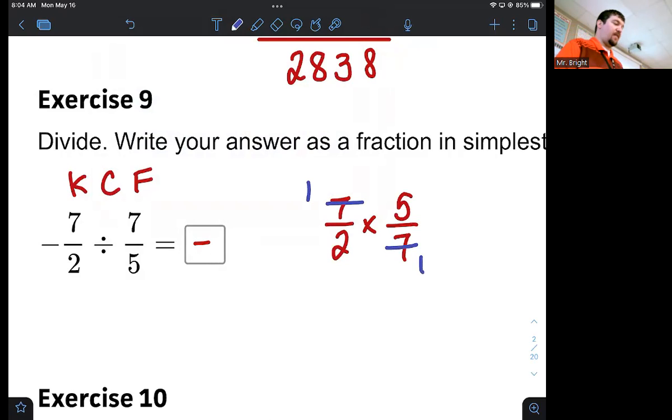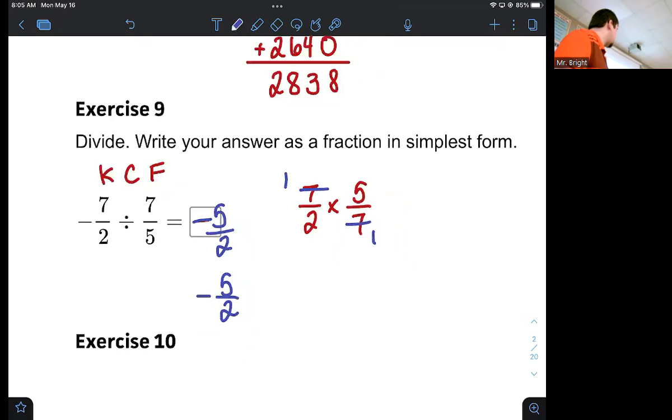On top, what's 1 times 5? 5. And on bottom, what's 2 times 1? 2. So we end up with -5/2. And when you write that, you can either put the negative with the 5, the negative with the 2, or most people, when they write it, put the negative in the middle.